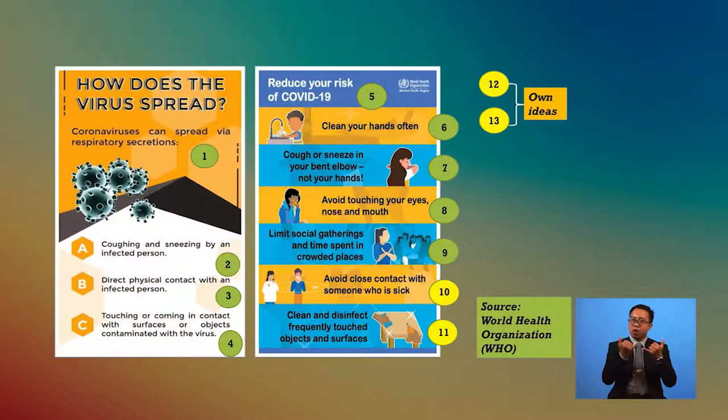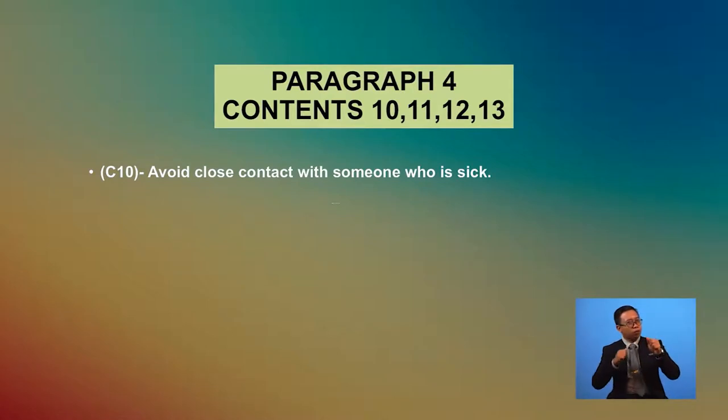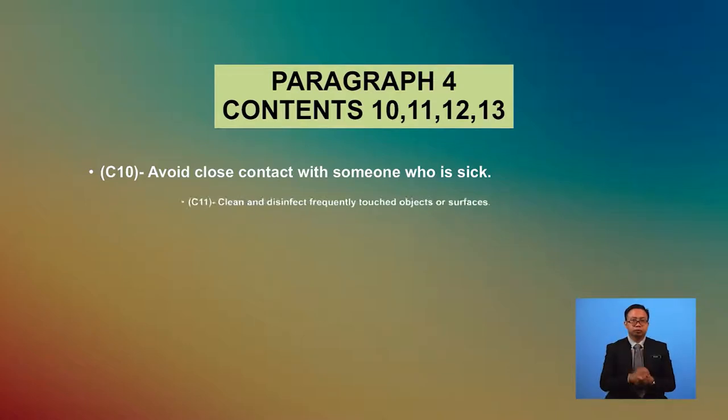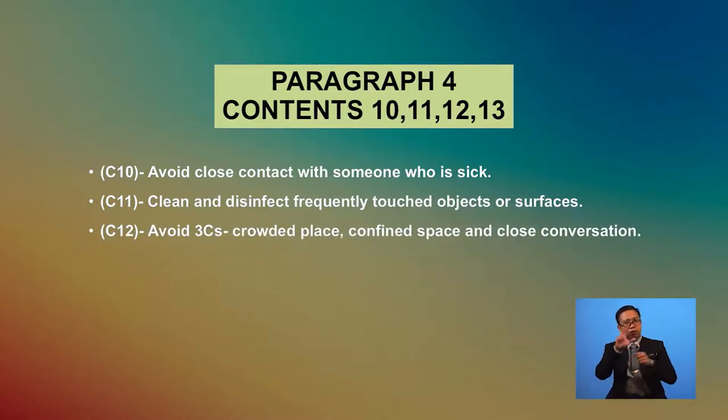We are now left with 4 more content points to write. Not much left to write now, students. These are the content points for paragraph 4. Let's go through them. C10. Avoid close contact with someone who is sick. C11. Clean and disinfect frequently touched objects or surfaces. C12. Avoid 3 C's: crowded places, confined spaces, and close conversation.